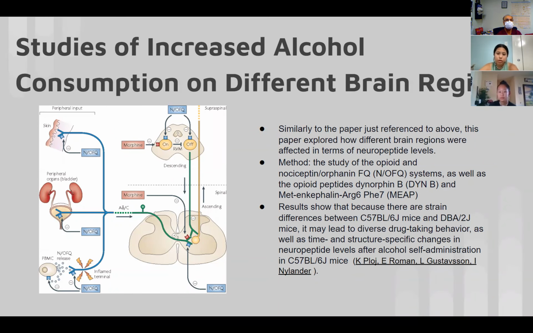Similarly to the paper referenced just before this, another paper explored how different brain regions were affected in terms of neuropeptide levels. In order to do so, the opioid and nociceptin/orphanin FQ systems, as well as the opioid peptides dynorphin B and MEP, were studied in alcohol-preferring C57BL/6J mice. Results show that because there are strain differences between C57BL/6J mice and DBA/2J mice, it may lead to diverse drug-taking behavior, as well as time and structure-specific changes in neuropeptide levels after alcohol self-administration in C57BL/6J mice.